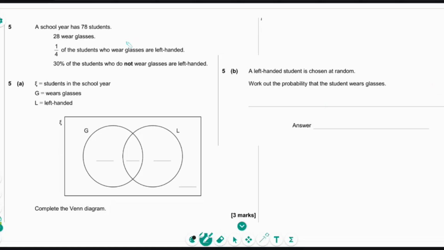Question 5. The school year has 78 students, 28 wear glasses, a quarter of the students who wear glasses are left-handed, 30% of the students who do not wear glasses are left-handed. G represents wears glasses, L represents left-handed. Okay, so the whole Venn diagram is 78. The circle for G has got to total 28. A quarter of these students are left-handed. What's a quarter of 28? 28 divided by 4 is 7.